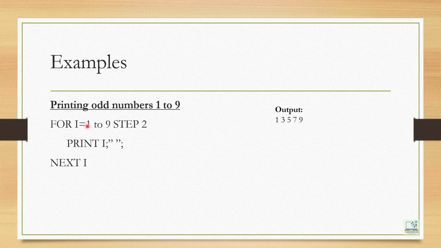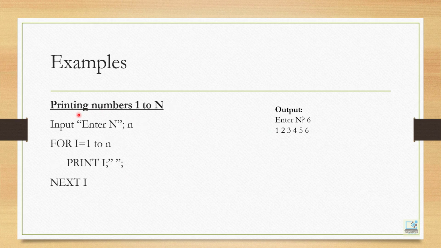Printing odd numbers 1 to 9. I am starting I with 1 till 9, STEP 2. STEP 2 means the change will be plus 2. So after 1 it will be plus 2, 3, then plus 2, 5, then 7, then 9, like that. That is how we are printing odd numbers from 1 to 9.